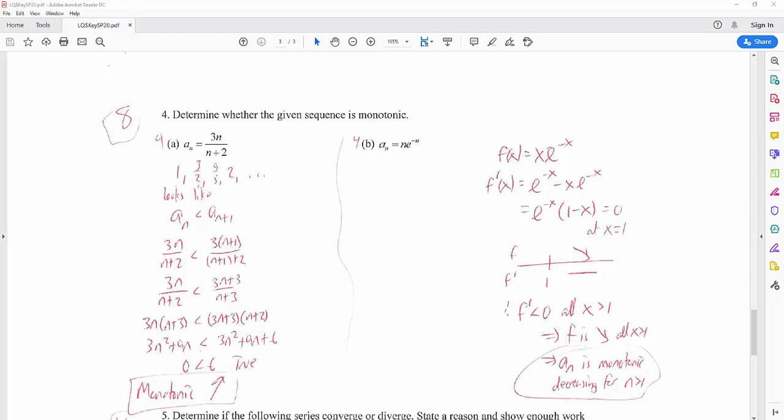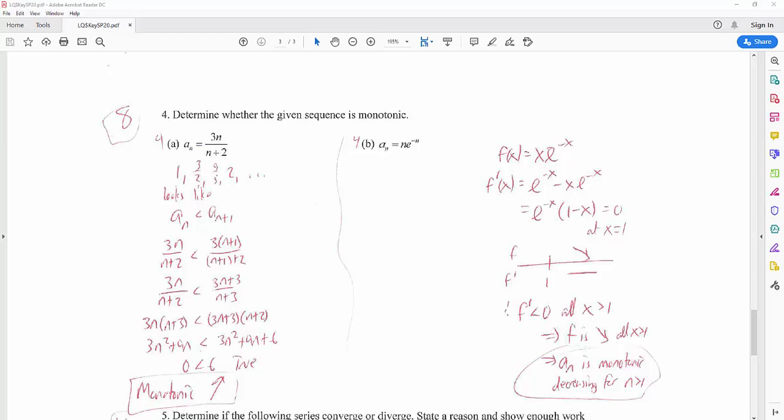Multiplying by the LCD, I end up with that true statement, 0 is less than 6, which tells me if I just reverse my steps, yes, it is monotonically increasing. For B, I have the sequence n e to the negative n. I can't come up with algebra like in part A to justify anything.